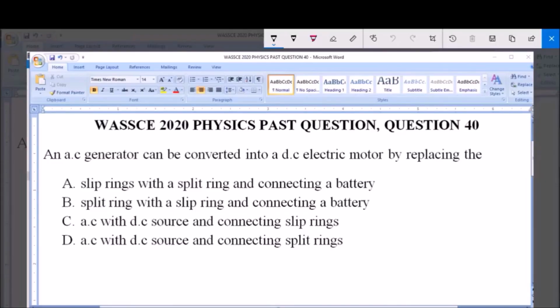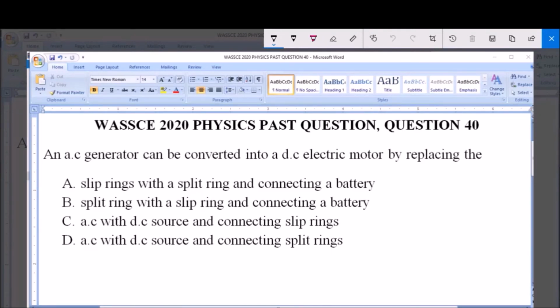Good day and welcome. I will be answering WAEC 2020 physics past question, question 40. An AC generator can be converted into a DC electric motor by replacing the A, slip rings with a split ring and connecting a battery, B. Split ring with a slip ring and connecting a battery. C. AC with DC source and connecting slip rings. And D. AC with DC source and connecting split rings.